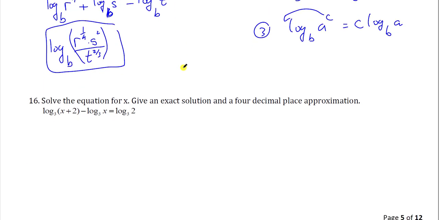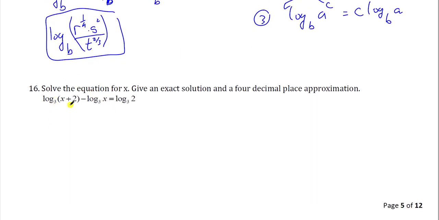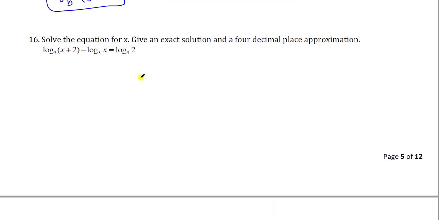The next question, we try to solve the equation for x, giving the exact answer and a 4 decimal places approximation. Now before we can solve for any x, the best way to solve for any log function is that we must write them as a single logarithm, because it's always easier to just have one single log to solve for x by using the definition of the logs, converting it back to the exponential equation, rather than having a lot of logs adding and subtracting together.